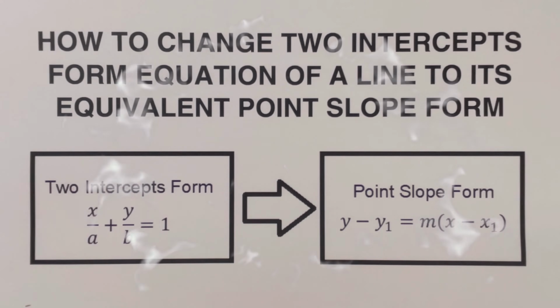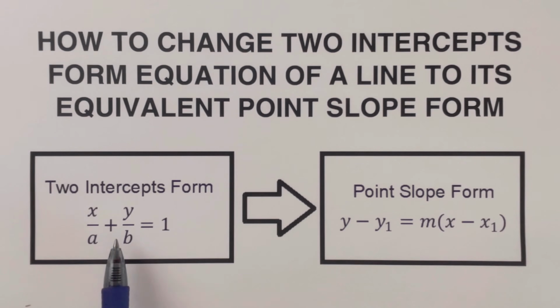Everyone, this video will show how to change the two intercepts form equation of a line to its equivalent point slope form. So what's going on here is that we're given the two intercepts form of a line and we are going to transform it to its equivalent point slope form.